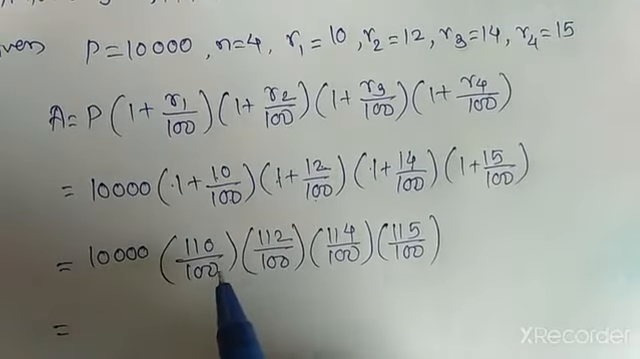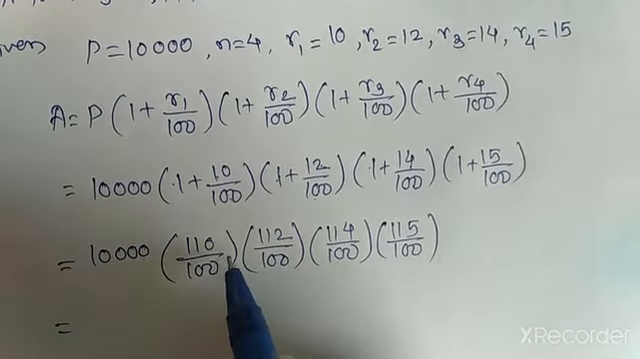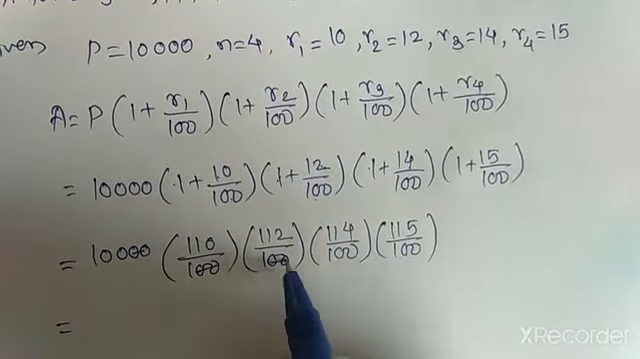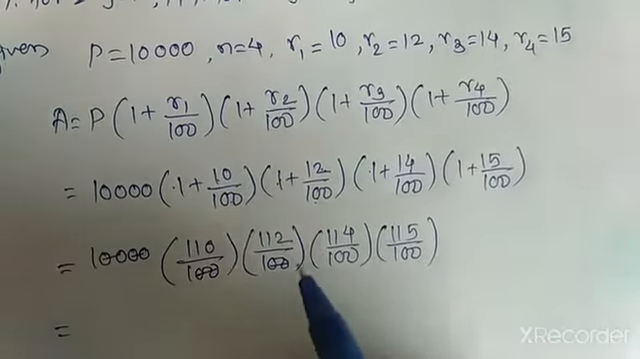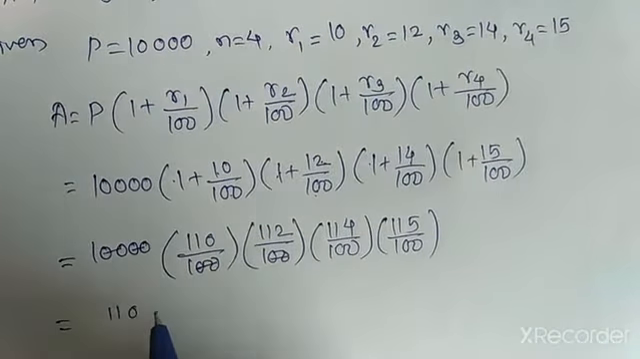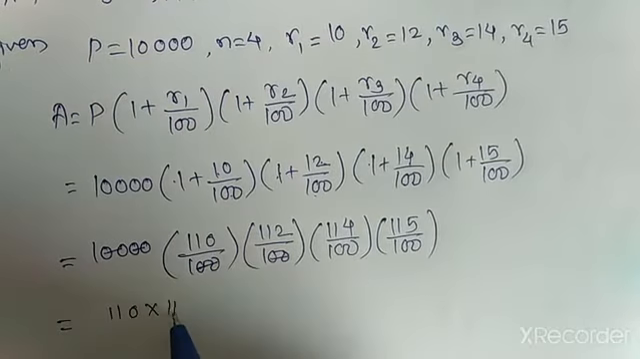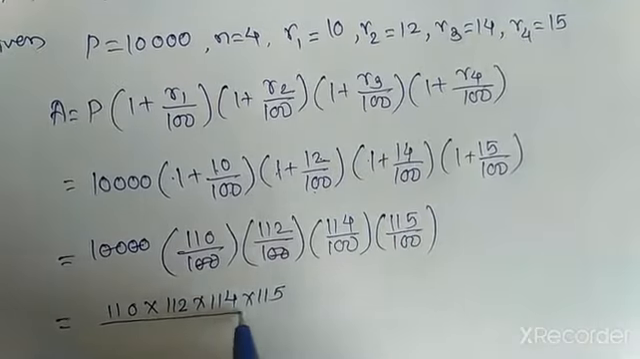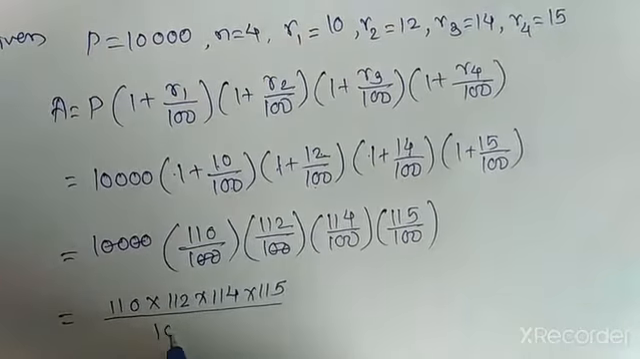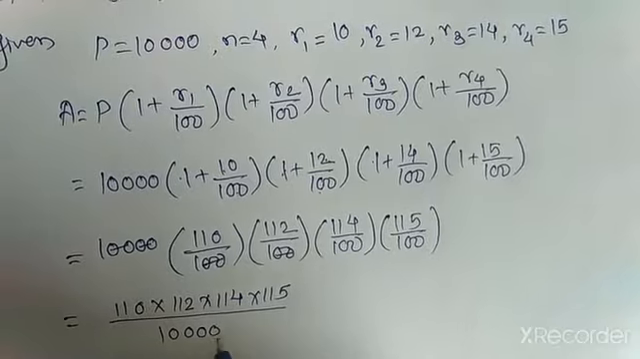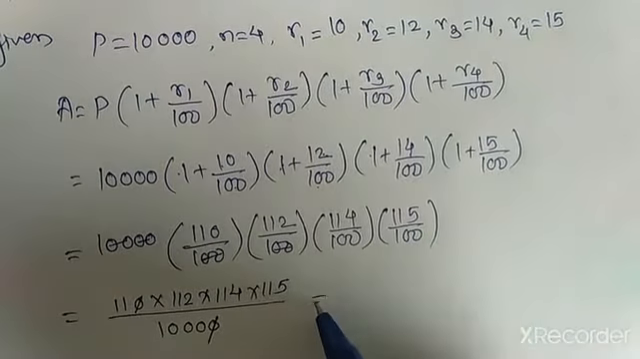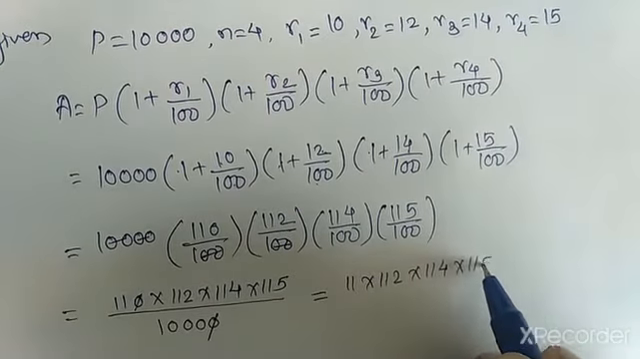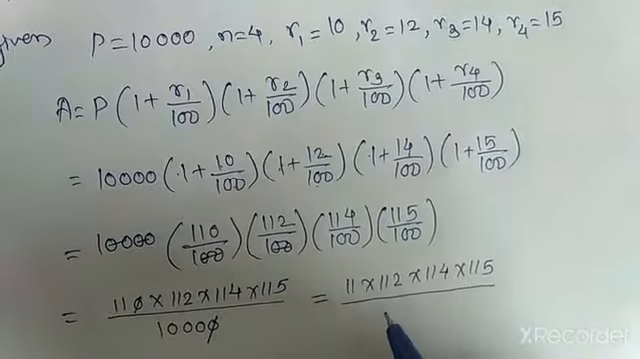here we make cancellation. 20 will be cancelled to 2, so remaining will be 110 into 112 into 114 into 115 divided by, here remains 100 multiplied by 100. Here 10 also cancels again, so it will be 11 multiplied by 112 multiplied by 114 multiplied by 115 divided by 1000.